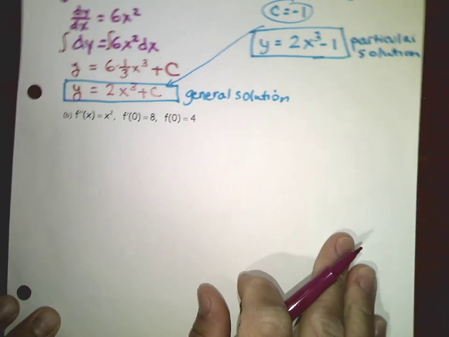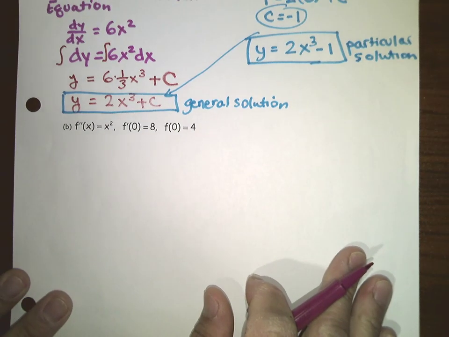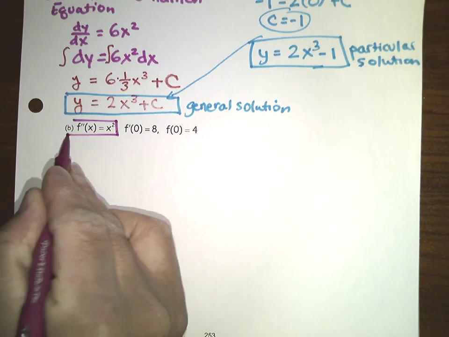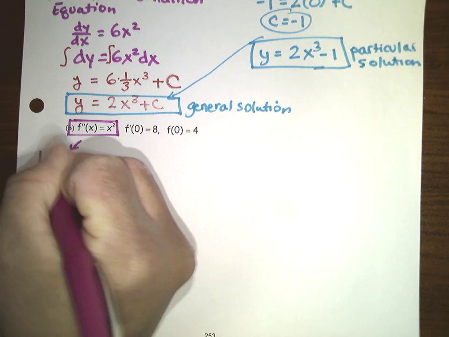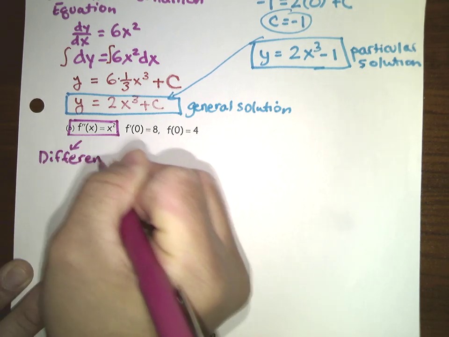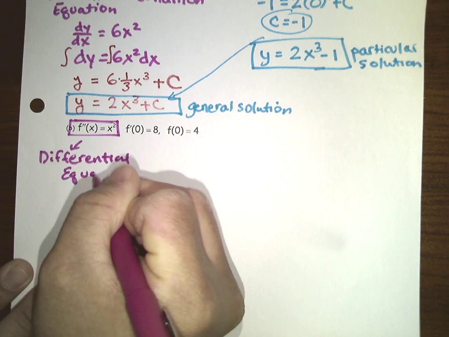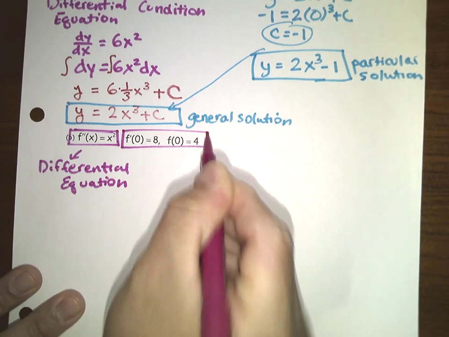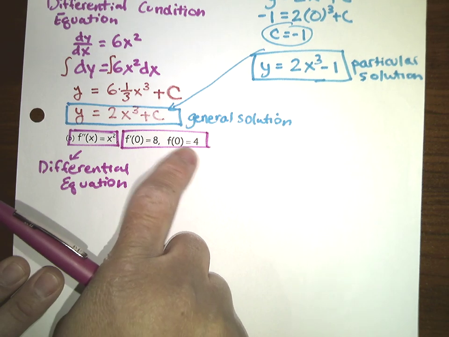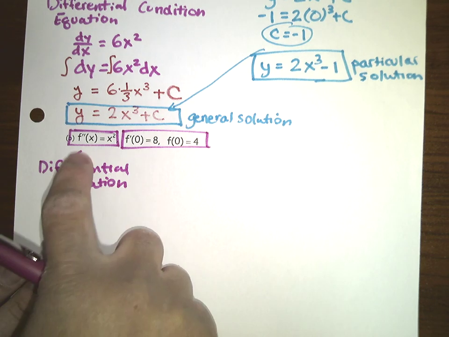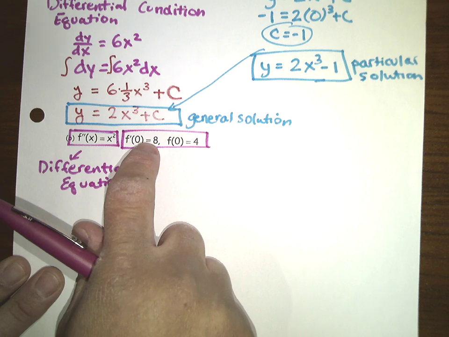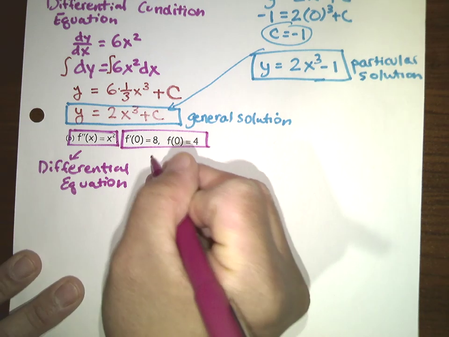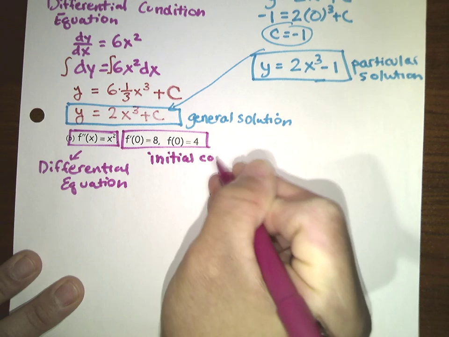All right, here is a little bit of a different problem because we were told the second derivative. So there is the differential equation, and then we were given some initial conditions here: the second derivative is x squared, the first derivative at 0 is 8, and the function at 0 was 4. All right, so these are the initial conditions.